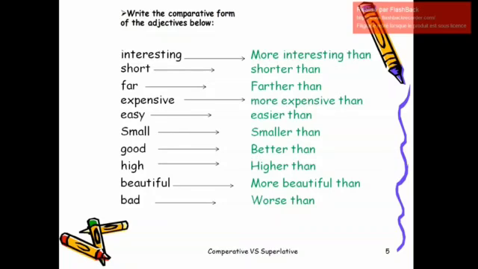Good, better than. Here, good is an irregular adjective. High, higher than. Beautiful, more beautiful than. Here, beautiful is a long adjective. Bad, worse than, because bad is an irregular adjective. Okay, awesome.